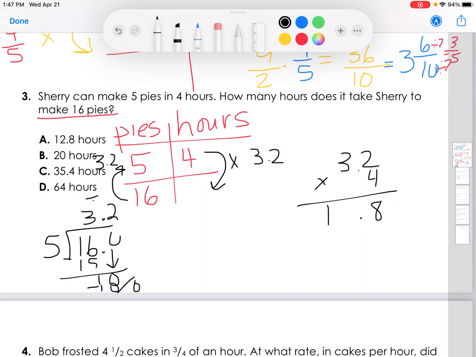4 times 3 is 12. So I get 12.8. This is going to take me 12 and 8/10 of an hour to make 16 pies.